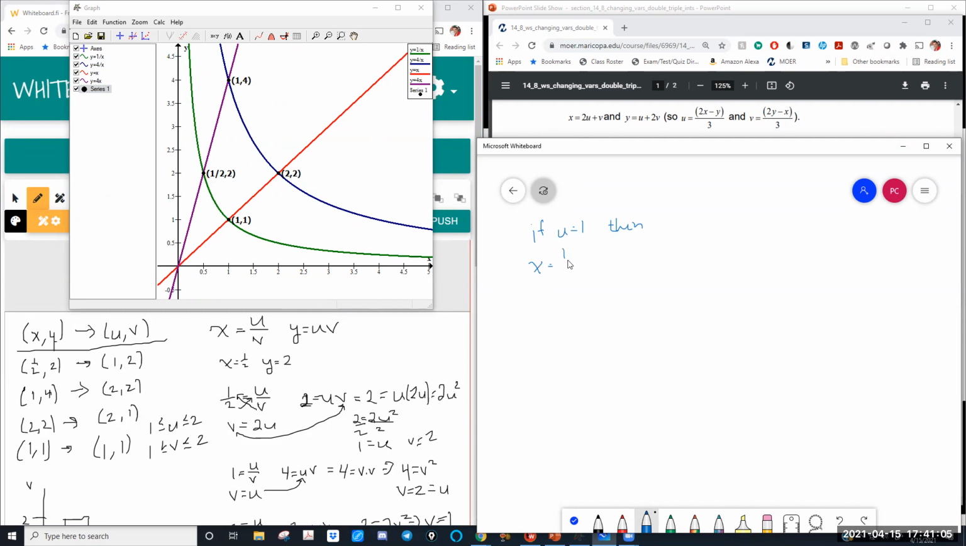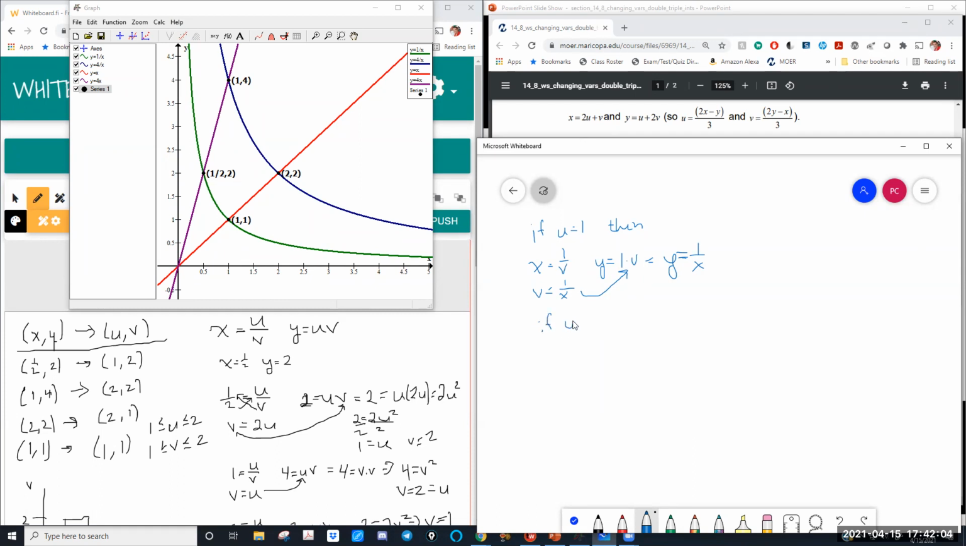x equals 1 over v and y equals 1 times v, right? We're letting u equal 1. Now, because x equals 1 over v, we can solve this for v, right? Multiply the v, divide by the x. Well, that's the same thing as v equals 1 over x. And plugging that in here, we get y equals 1 over x. That was our green curve. Okay, so when u is 1, it's representing this boundary right here.